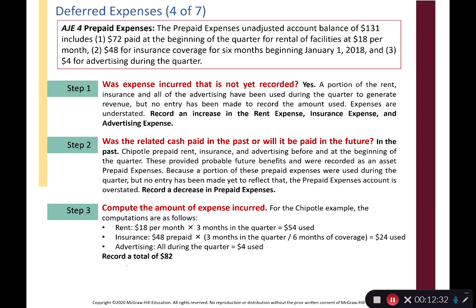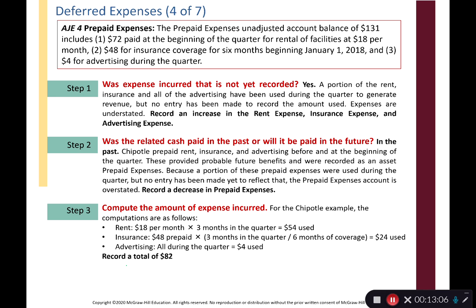Adjusting entry 4 deals with another example of a prepaid expense. It said the prepaid expense unadjusted account balance of $131 includes $72 paid at the beginning of the quarter for rental facilities at $18 per month, $48 for insurance covering 6 months, and $4 for advertising during the quarter. So was an expense recorded or incurred that wasn't recorded? Yes. Part of the rent and insurance and advertising have been used up. So now we need to record the amount that's been used.